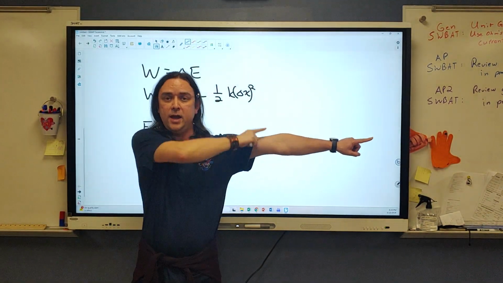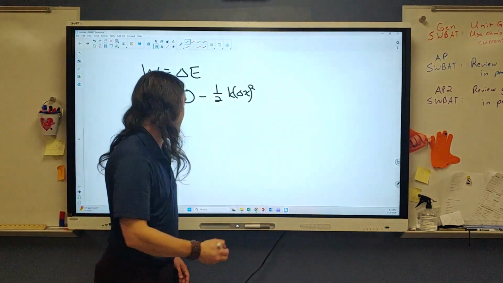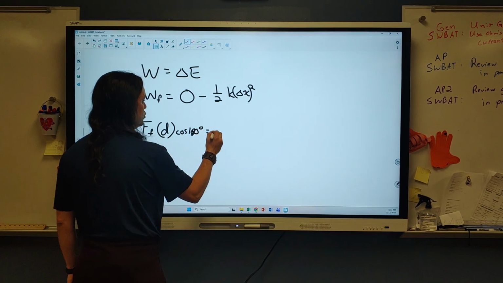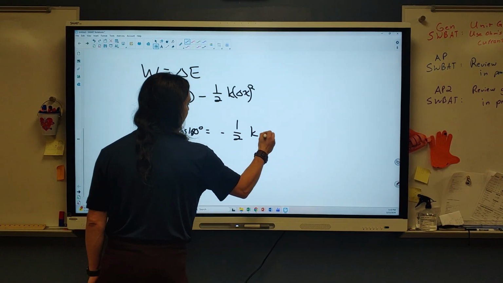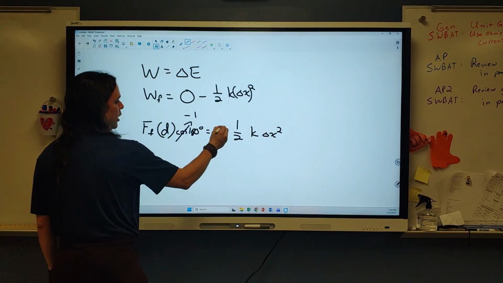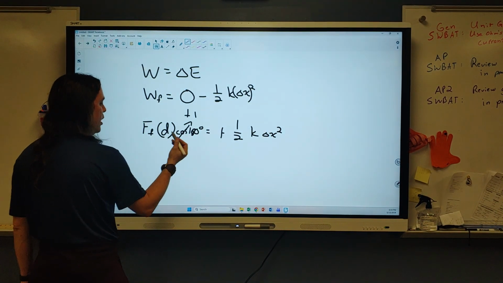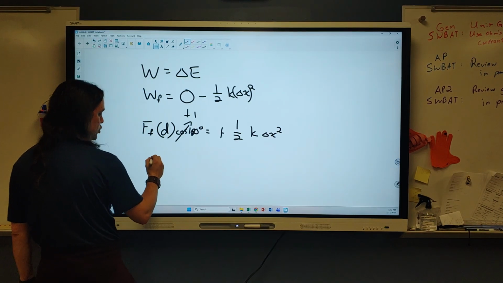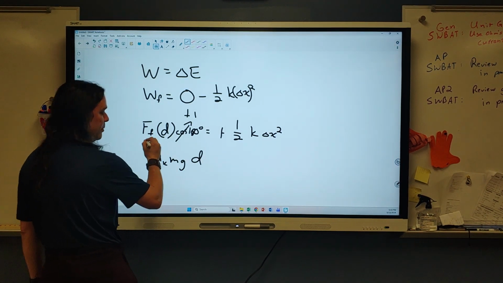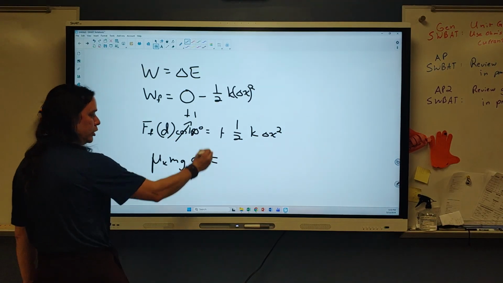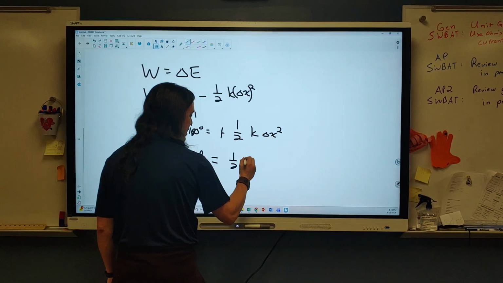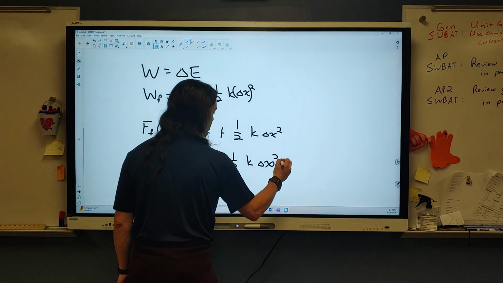My block is moving this way, my force of friction is opposing that, so we would technically have cosine of 180 degrees, as we usually do, equals negative 1/2 K delta X squared. In this case, the cosine 180 gives me -1, and that just gets my negatives to cancel out. But the important thing is this. My force of friction, as we said earlier, is mu sub k mg. Multiplying that by my slide distance, d, is the work done by friction, technically negative, but now I've taken care of the negatives, equals 1/2 K delta X squared.